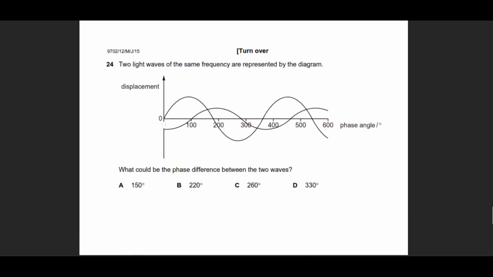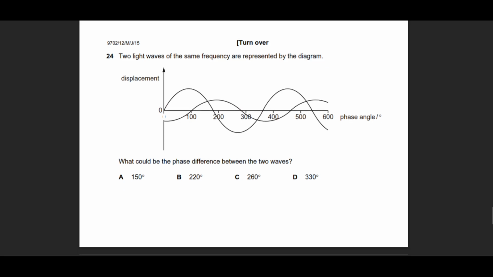A similar question was done in the previous video as well, but I'm going to solve it again for this video, for anyone who's watching for the first time. We can very clearly see that the phase difference between the waves is actually 100 degrees, but 100 degrees is not mentioned in the question. It's not given in the options.